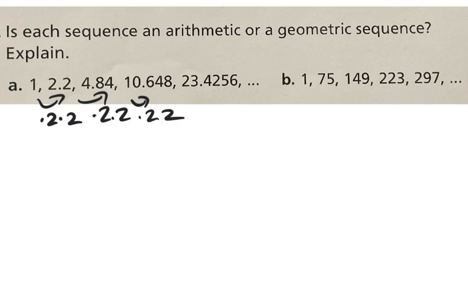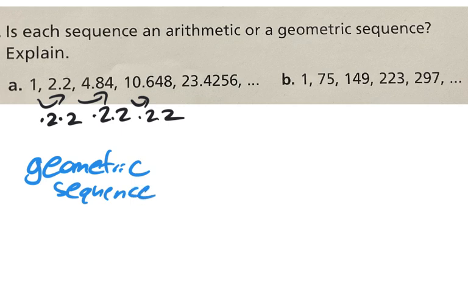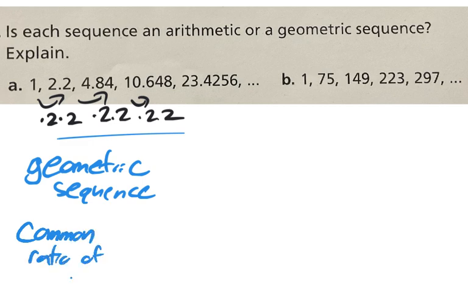If you multiply by the same thing over and over and over, that's a geometric sequence. And how can I tell that this is a geometric sequence? Because I'm multiplying. So what do I have to say? I would say there's a common ratio of 2.2.